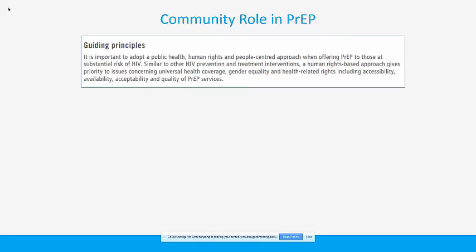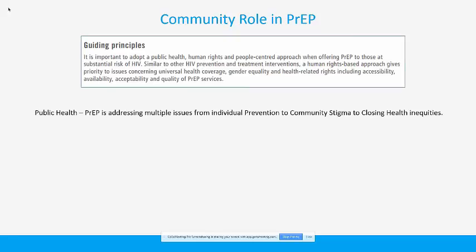And first of all, it's public health. And it's keeping in mind that public health is something that goes from a population base to an individual body to genetics, right? So when we're thinking about PrEP, we have to think about PrEP as addressing multiple issues at one time, from an individual prevention to a community stigma reduction to closing health inequities that we know exist in our societies with women, with people of color, with LGBT people, right?